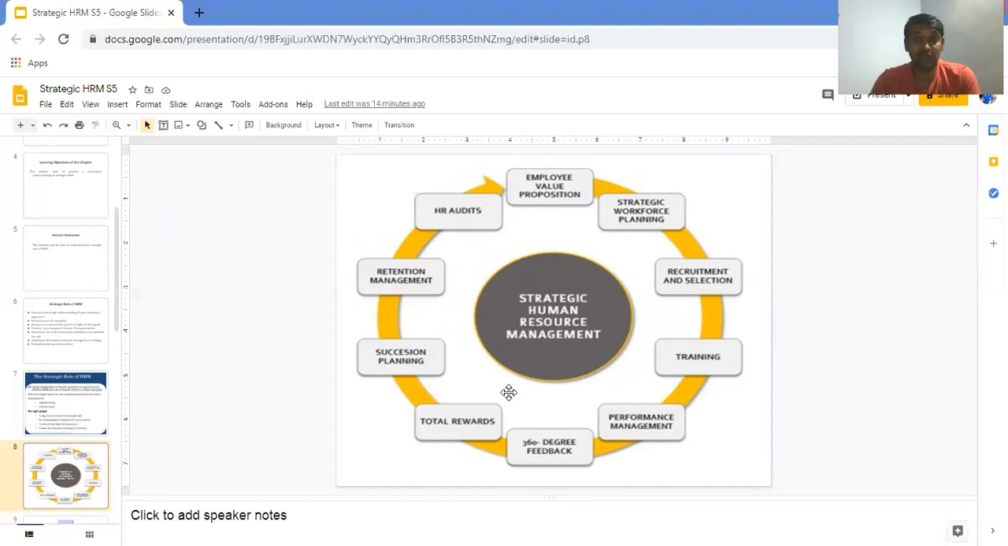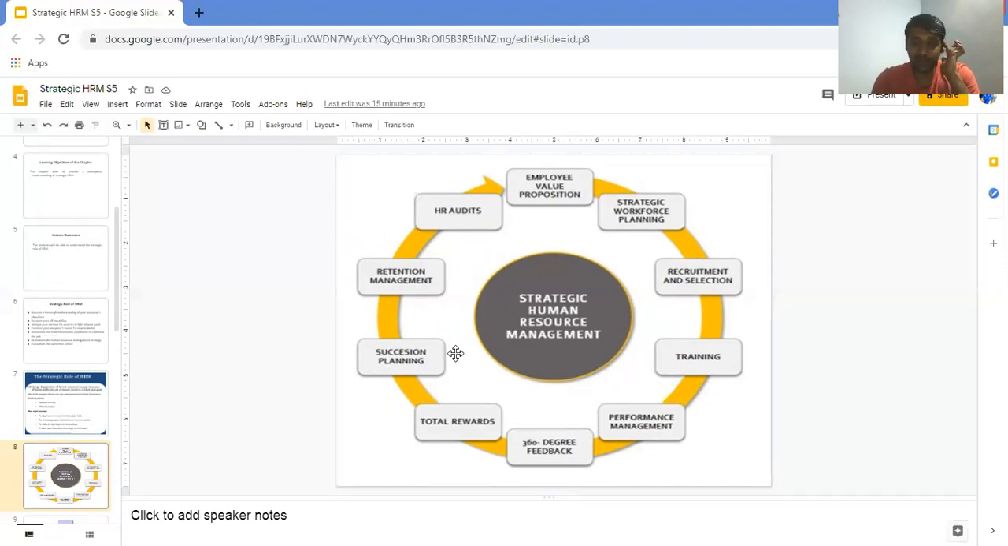Next comes total rewards or compensation. He has to analyze how much pay, compensation, or reward is to be given for a particular task or to employees for a particular work. So it is also very important. Based on the hierarchical level, their work, their task, roles and responsibilities, their reward system will be set.